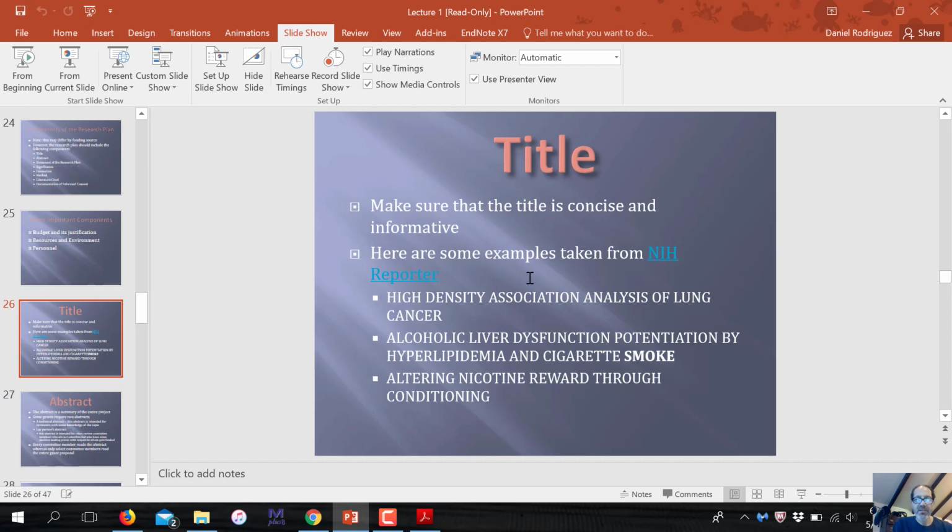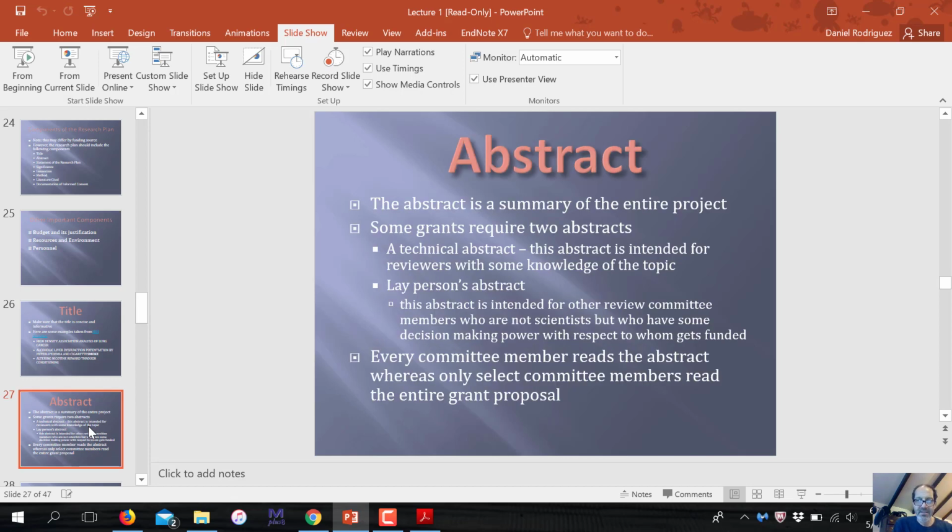Titles are very important. Titles for grants have to be written in a very condensed but very accurate and very telling manner. For instance, here, high density association analysis of lung cancer. So these are all titles that I found in the NIH report. So you have links to all these in this. I'm going to obviously post this to your files. Altering nicotine reward through conditioning. See, all those are very telling, very concise titles.